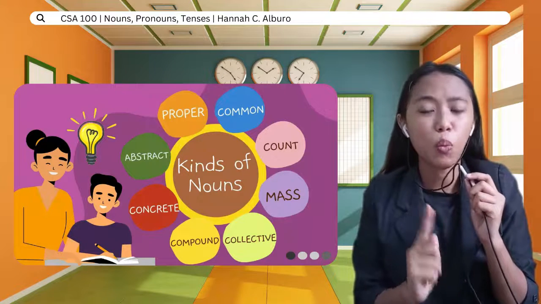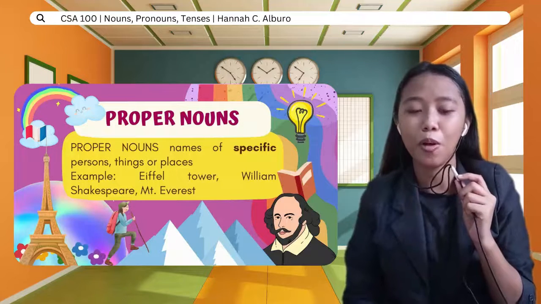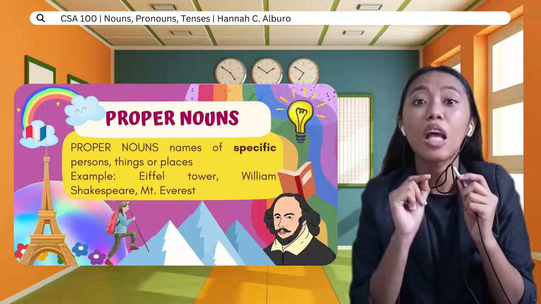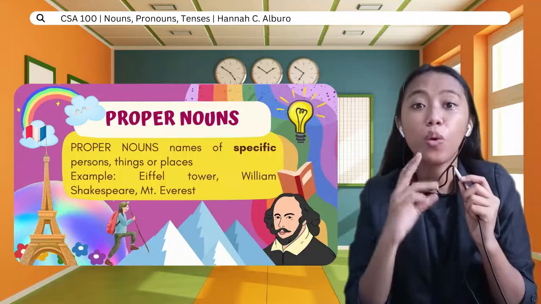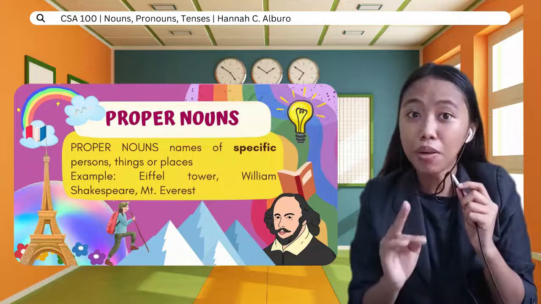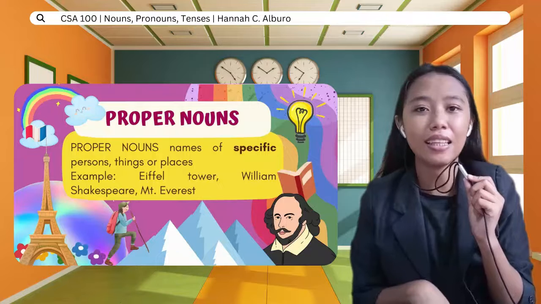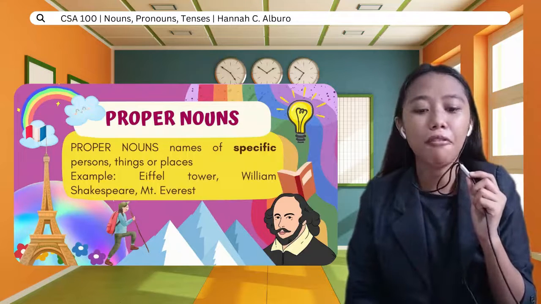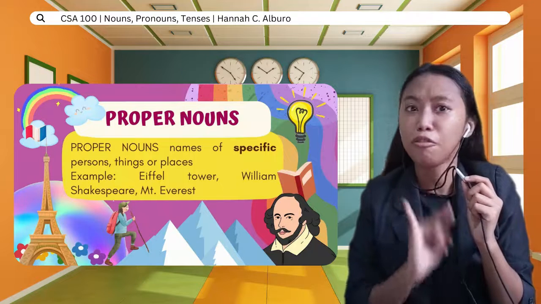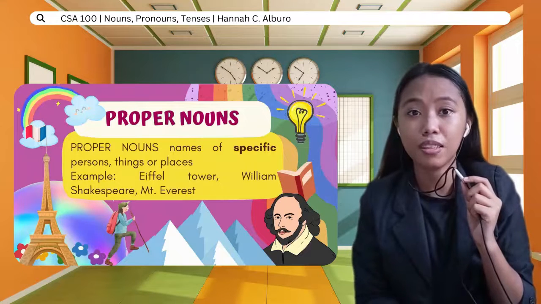So for the first one, the proper nouns. From the name itself, proper, it is a noun that names a specific person, place, or thing or events. So it is the name of a particular person or thing. Basta proper nouns, specific names. That is what we will always remember. So for example, we have here the words Eiffel Tower. Very specific, right? We have William Shakespeare, specific name of a person. Then we also have the Mount Everest.